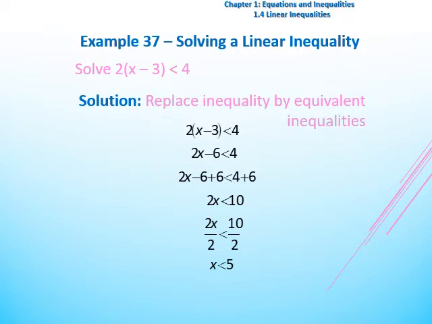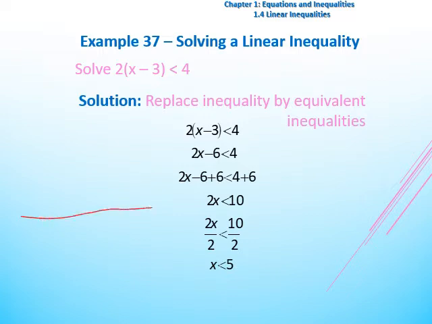Solve the following linear inequality: 2 times (x minus 3) less than 4. Now we will distribute 2 inside the brackets and get 2x minus 6 less than 4. Adding 6 to both sides, we get 2x less than 10. Dividing both sides by 2, we get x less than 5. So the solution for this inequality is all the values less than 5.